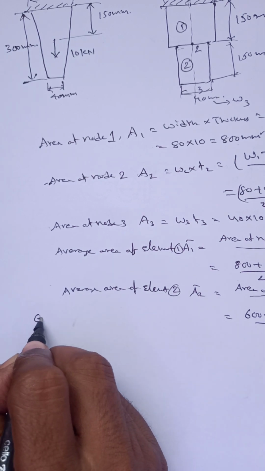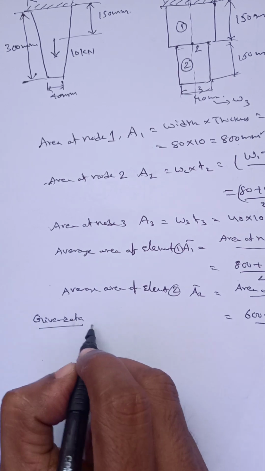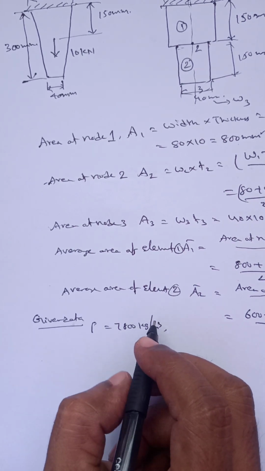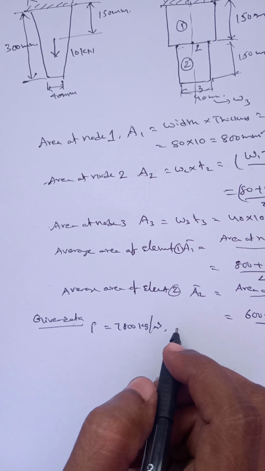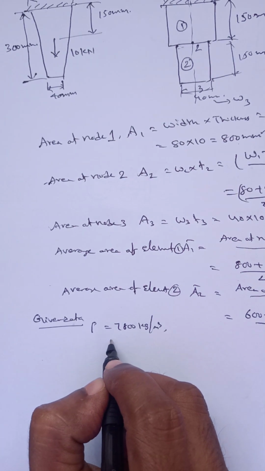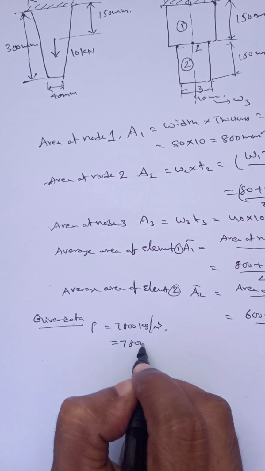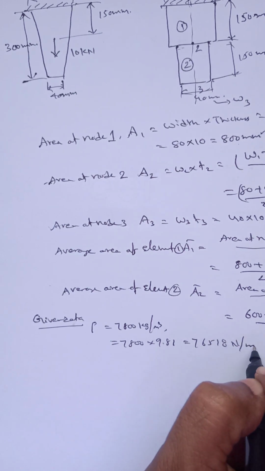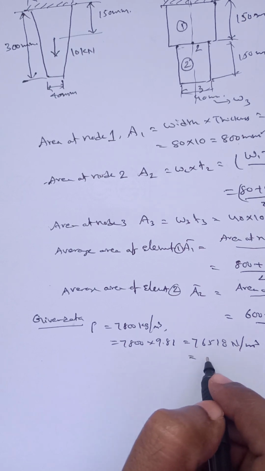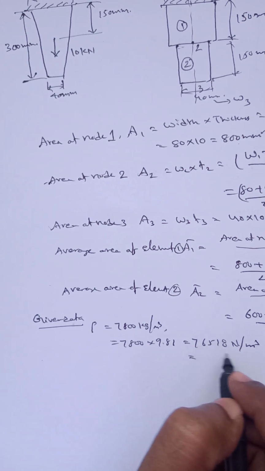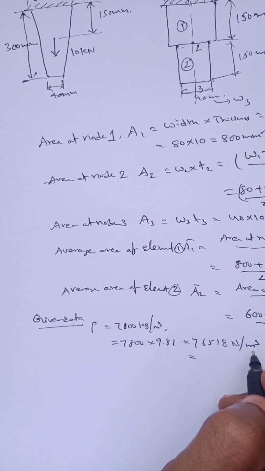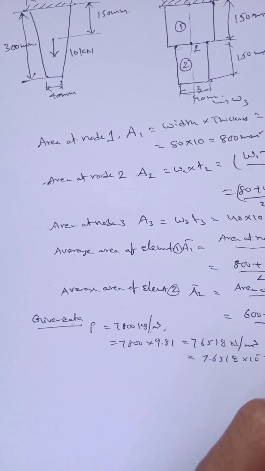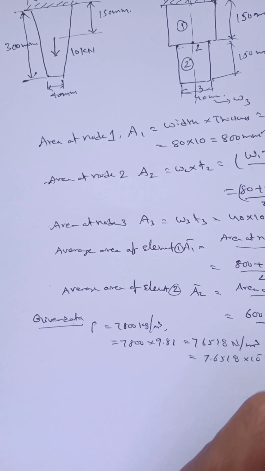Now we are going to write the given data. Density equals 7800 kg per meter cube. We require this density in Newton per mm cubed. Why? Because we are maintaining weight, the weight density. 7800 into 9.81 gives 76518 Newton per meter cube. But we are maintaining all dimensions in mm, so we have to change Newton per meter cube to Newton per mm cubed. The value is 7.65 into 10 power minus 5 Newton per mm cube.